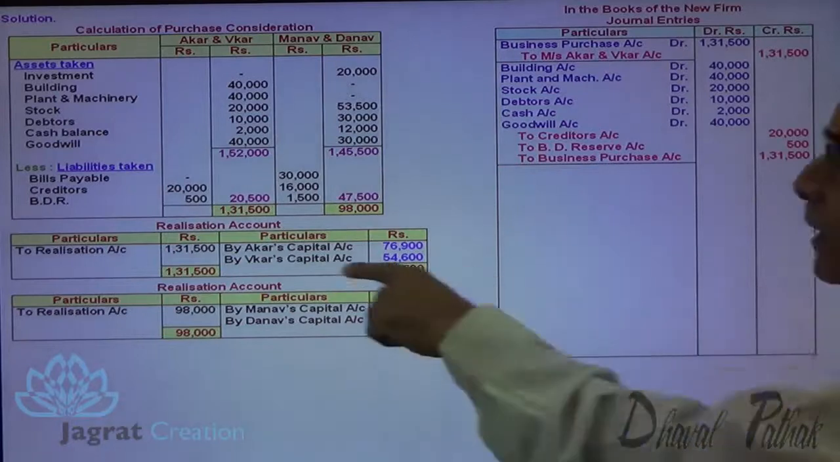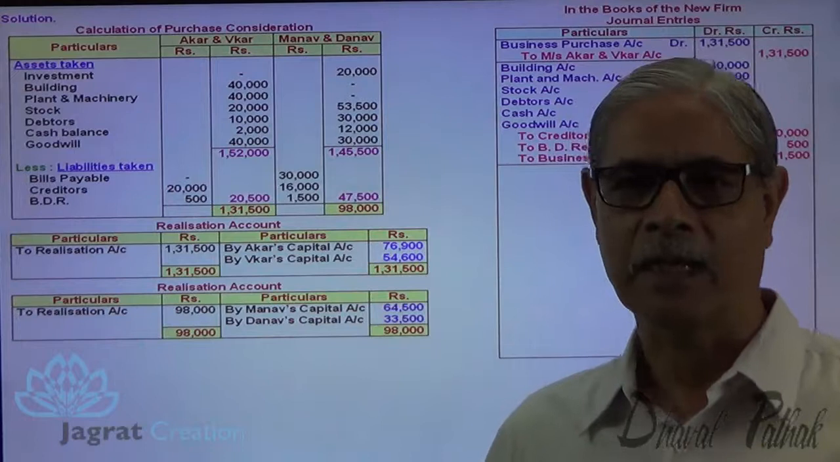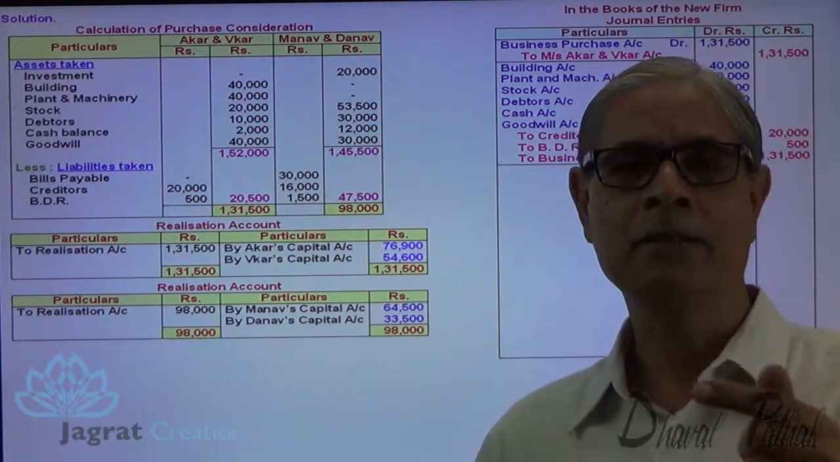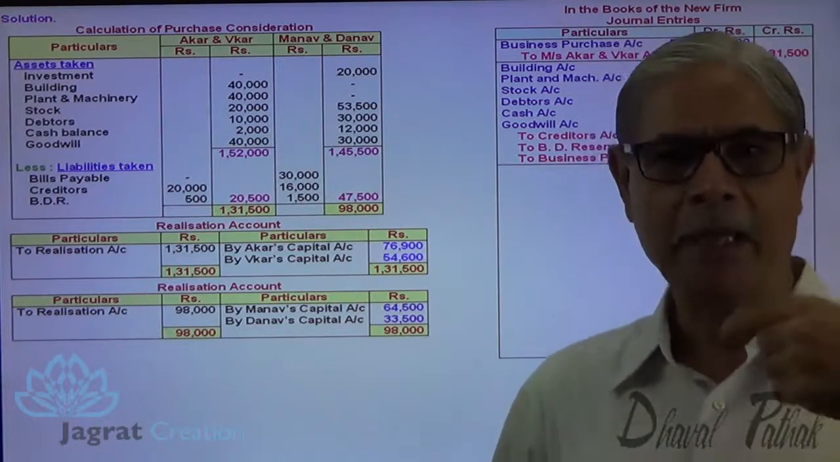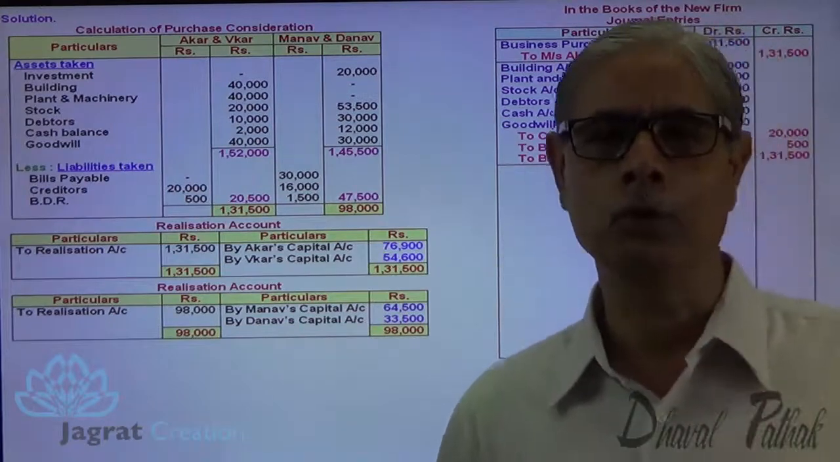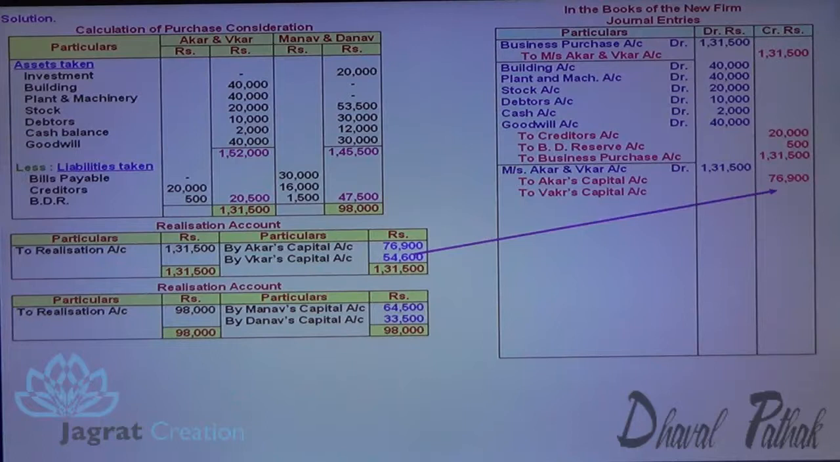Now this 1,31,500 is bifurcated into these 2 claims that I have explained to you while preparing the ledger accounts of Akar and Vakar. So this 1,31,500 is the amount payable for the purchase of business. And this amount payable will be credited to the capital accounts of the partners who are going to be the partners in the new firm. So here Messrs. Akar and Vakar account debit 1,31,500. Amount credited to Akar's capital account. Amount credited to Vakar's capital account. So this is how their claim in the old firm is identified as capital balance in the new firm.